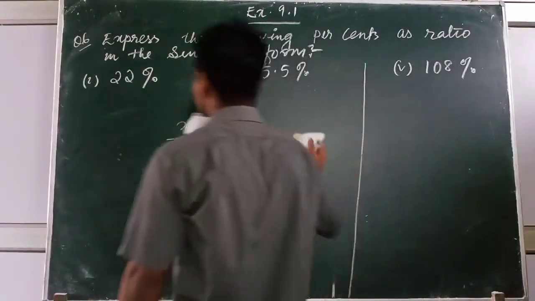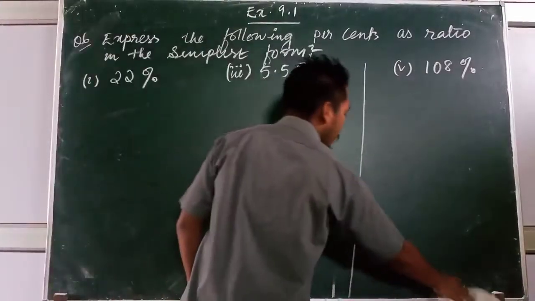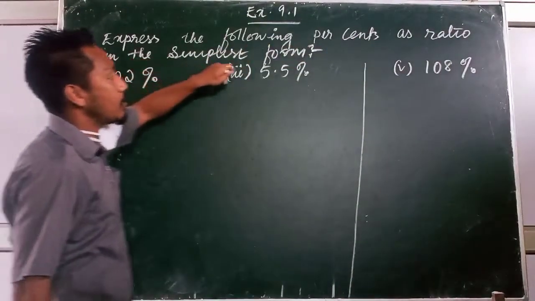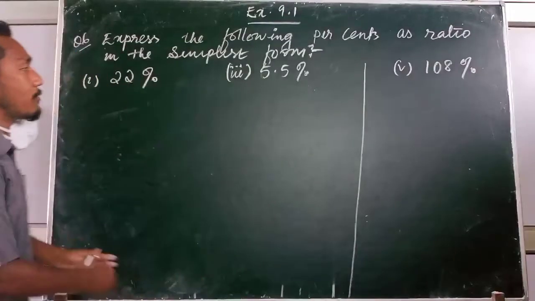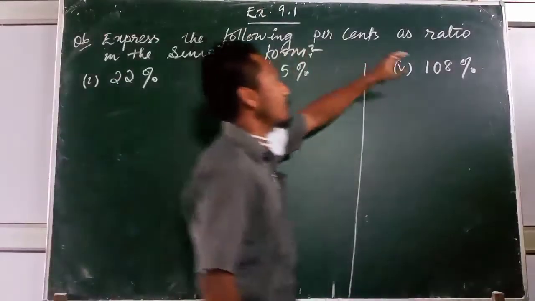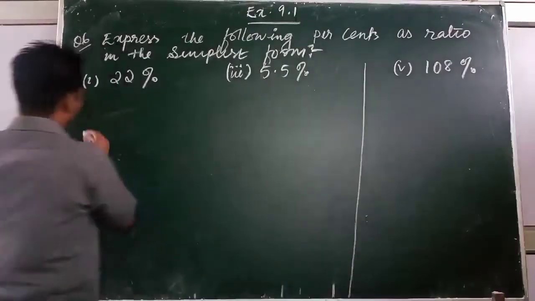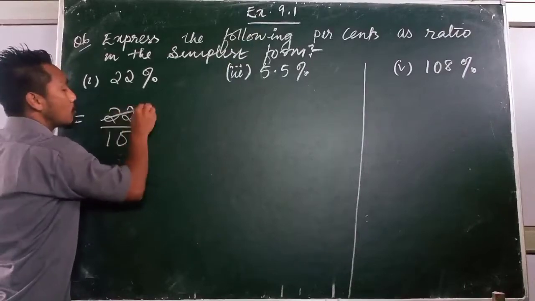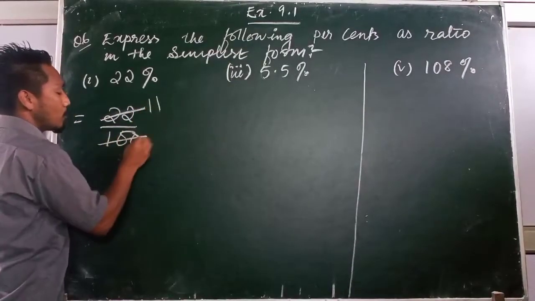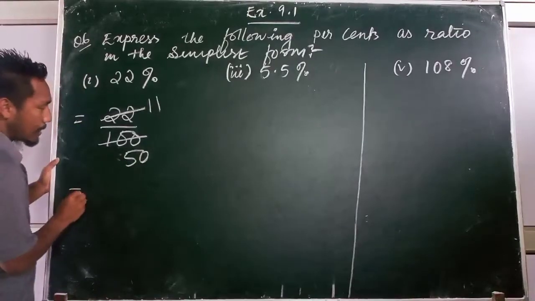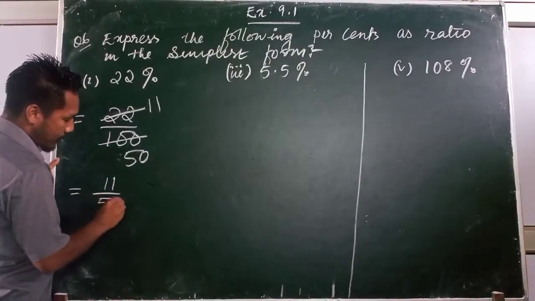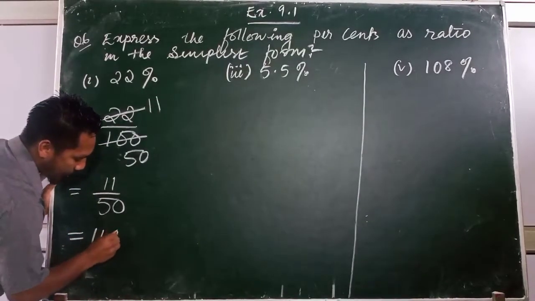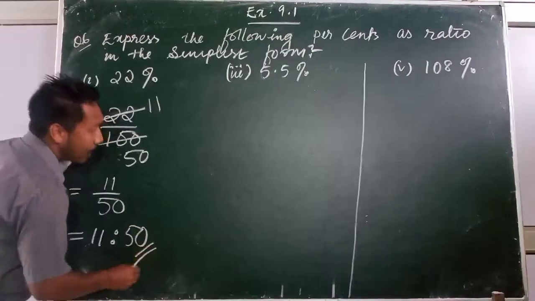So this is the next exercise. Question number 6 says: express the following percentage as a ratio in the simplest form. So we have to write this percentage in the form of ratio. I can write this as 22 by 100. Dividing by 2, 2 elevens are 22, 2 fifties are 100. So the answer here is 11 is to 50. 11 and 50 cannot be further divided, so your answer will become 11 is to 50.